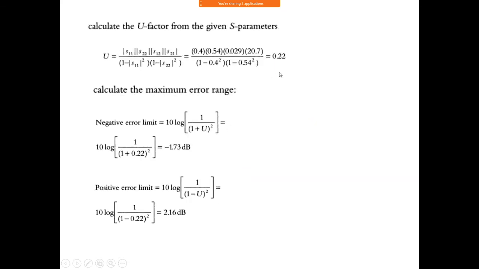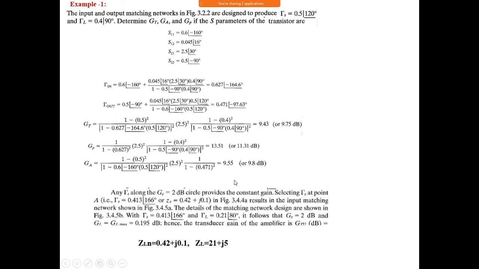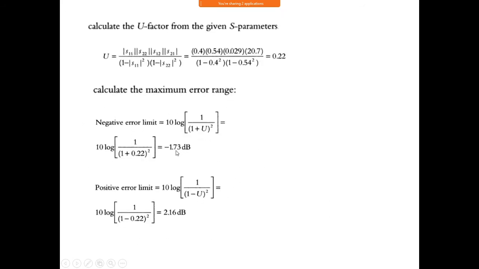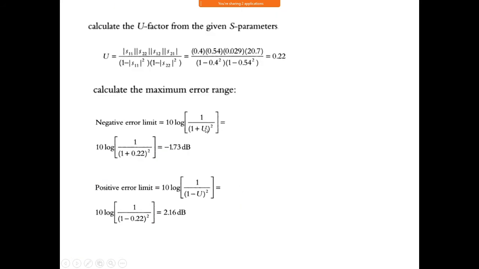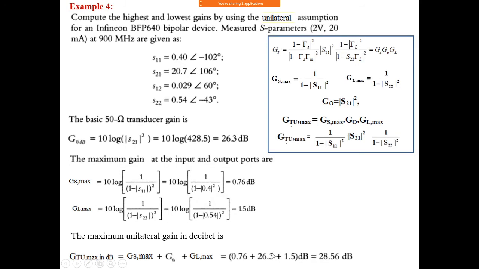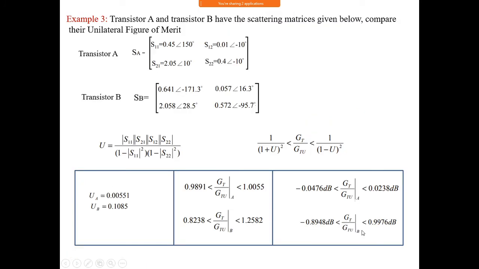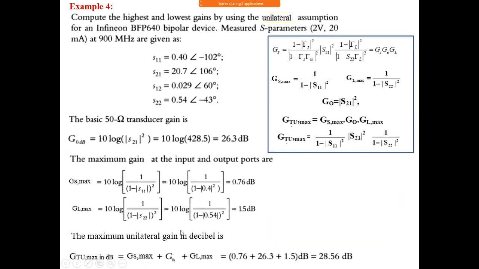Unilateral figure of merit you can calculate, it is 0.22. In decibels, the upper limit is 2.16 dB, and the lower limit is minus 1.76 dB. These are the limits, upper and lower limits. The lower limit is minus 1.73 dB, the upper limit is 2.16 dB. That you can put here, upper and lower limits. So for this particular problem, you can do that calculation.